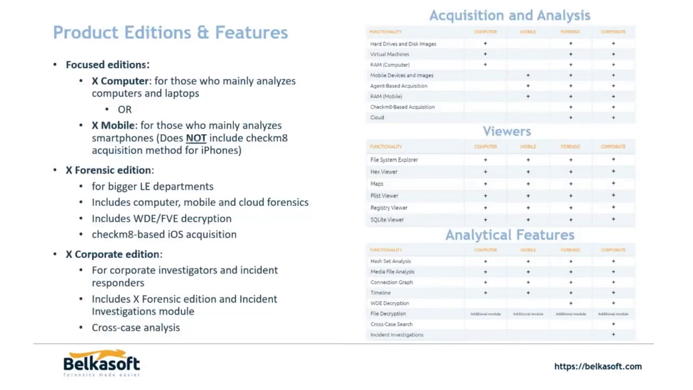So these are the different editions that are available. I've been speaking on Corporate Edition and Forensic Edition as they are the most popular, as they include the most features. Again, Corporate Edition is the only one that has the Incident Investigations module and the cross-case analysis. And the Forensic Edition has the whole disk encryption and full volume encryption decryption, and the Checkm8 iOS acquisition options. The Forensic Edition does include computer, mobile, and cloud, while our focused editions, if you get X Computer, only analyzes computers, and if you get X Mobile, only analyzes mobile. So that is the last slide that I have when it comes to the PowerPoint.